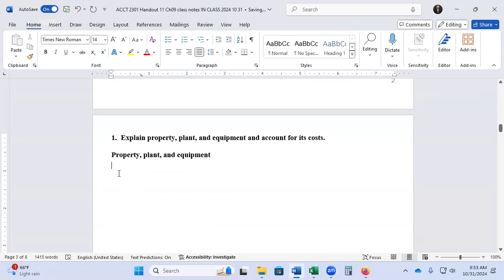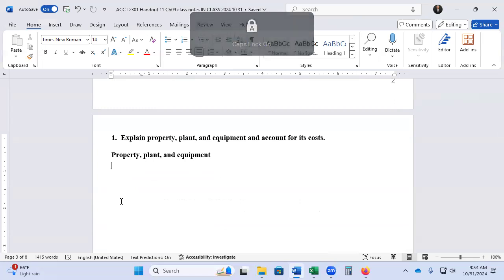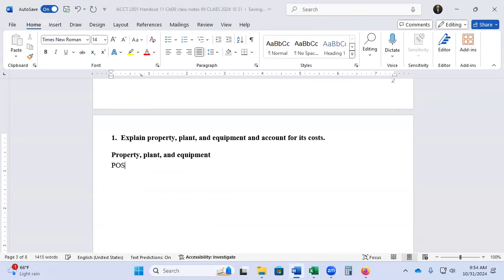I know you guys love it when I start with a big blank page because I make you take notes, and I apologize. It's a lot of writing for this first part, but hopefully it'll help you understand about property, plant, and equipment. So property, plant, and equipment possess characteristics that distinguish them from other assets.